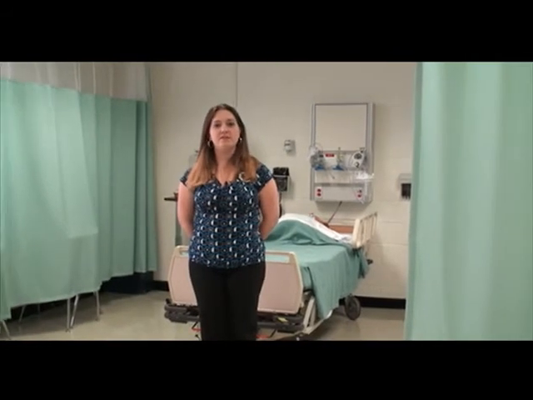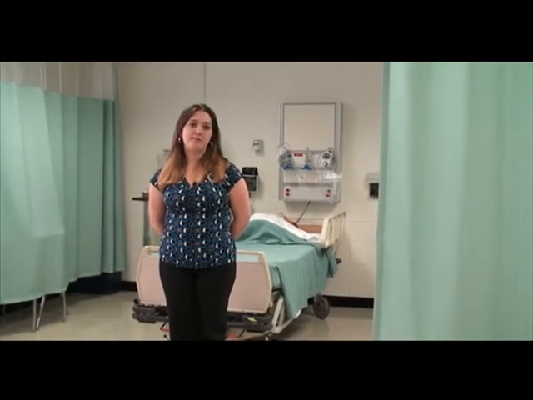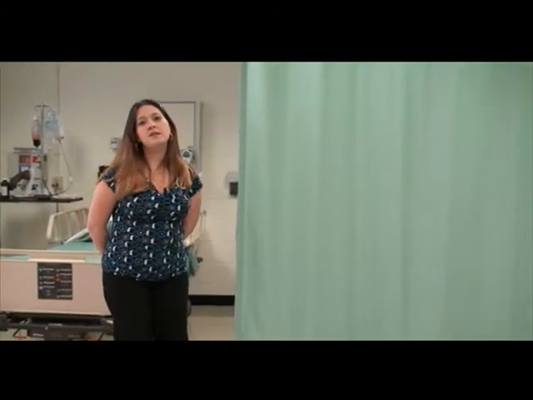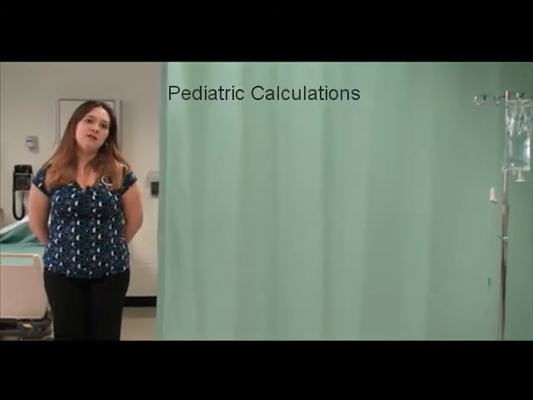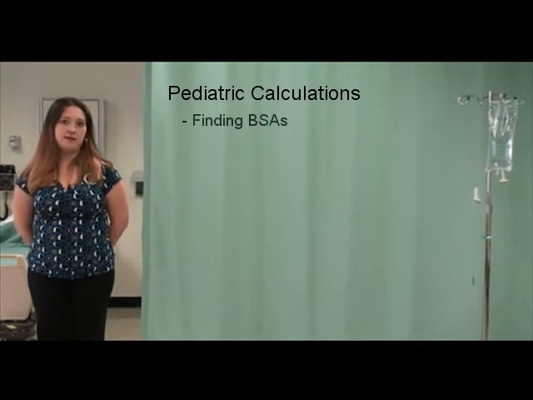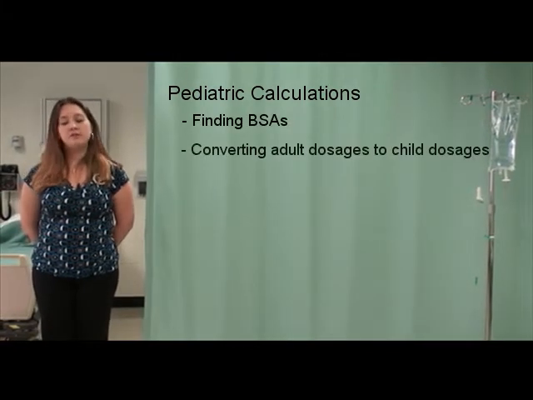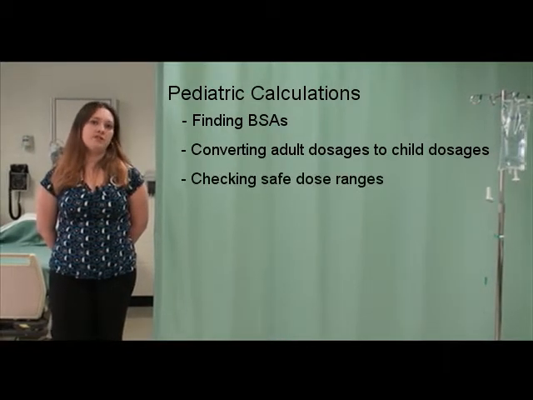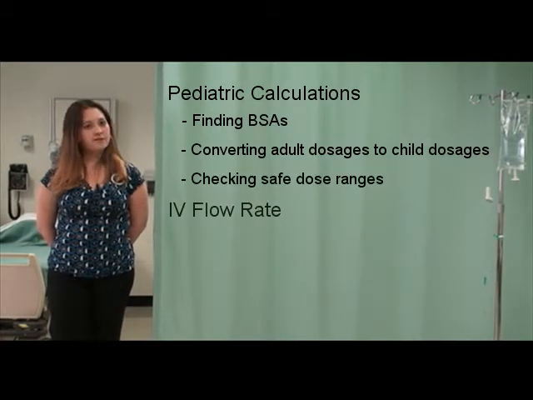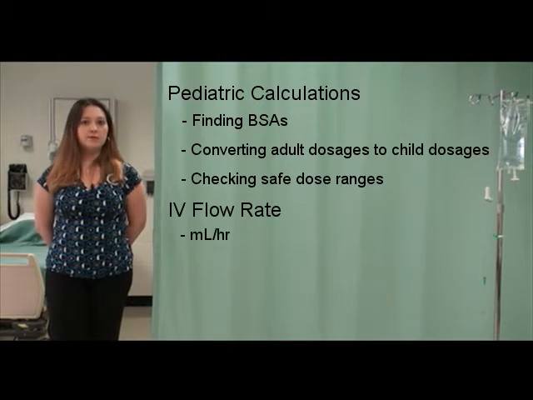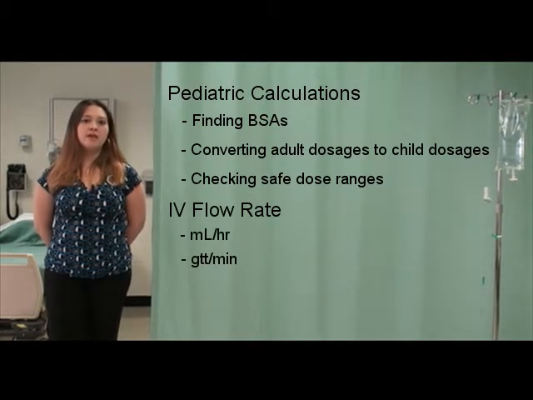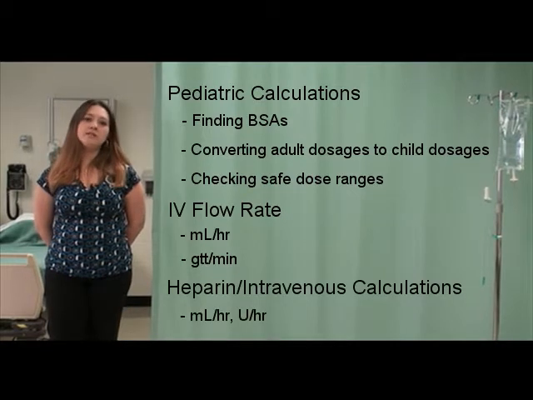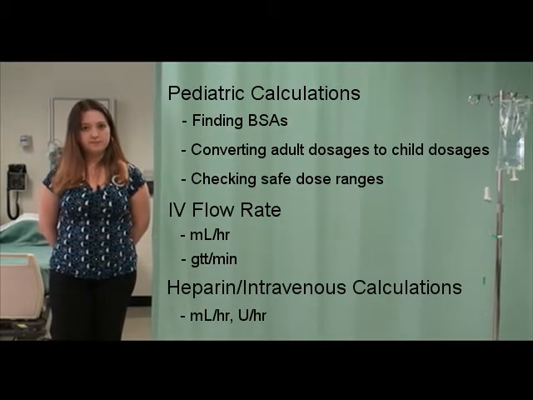Welcome to the Advanced Drug Dosage Calculations Workshop presented by Germanna Community College Tutoring Services. Today we're going to discuss pediatric calculations. That will include how to calculate a BSA, how to convert adult dosages to child dosages, and also how to check safe dose ranges. We will then discuss IV flow rates in both milliliters per hour and drops per minute. Then we will talk about heparin and IV calculations using both milliliters per hour as well as units per hour.